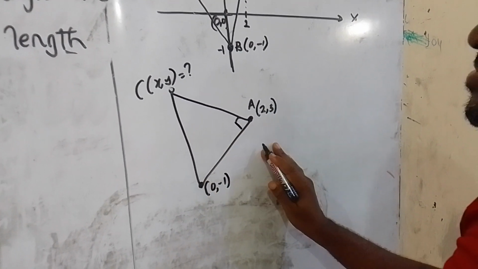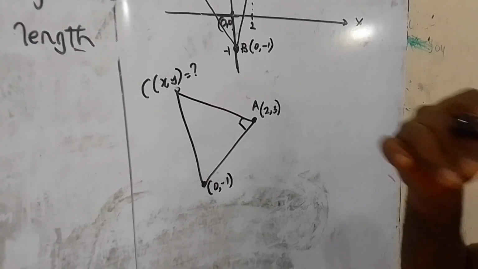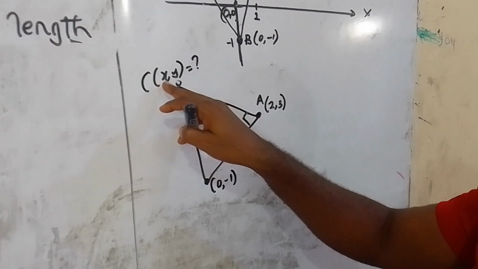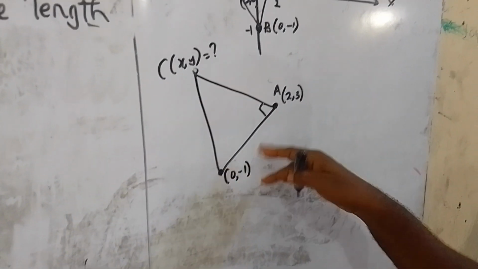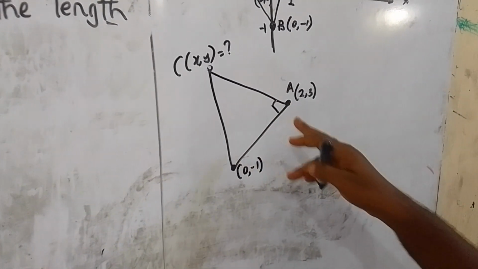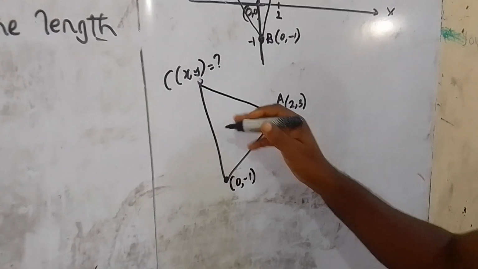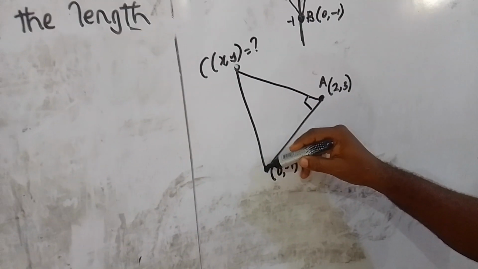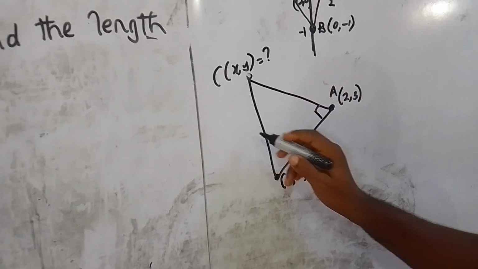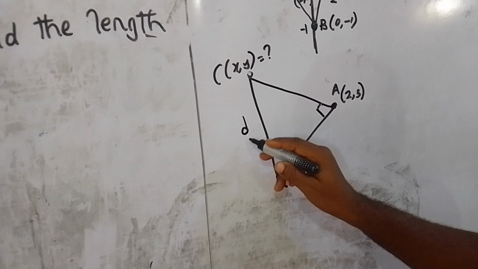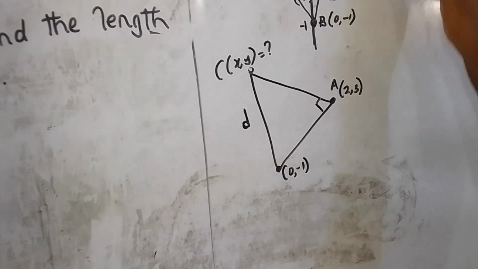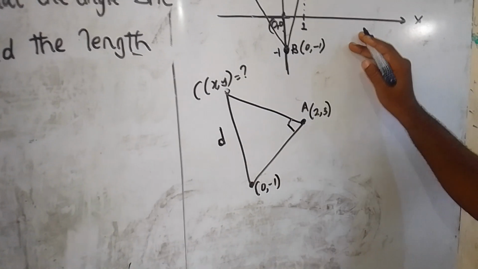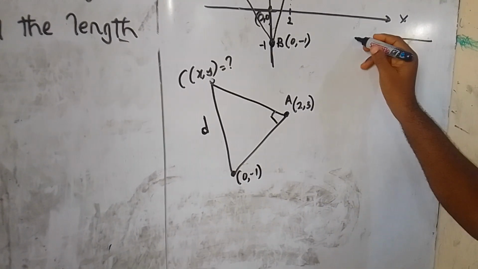90 degrees. First and foremost, to be able to find the value of x and y, I want to play around this triangle such that I will first of all find the distance between these 2 points. Let's say the distance is d, and there is a relationship in a Cartesian coordinate system. The distance between 2 points, let me give you the formula.